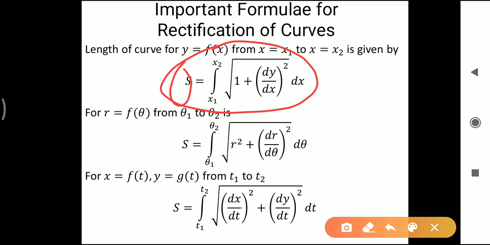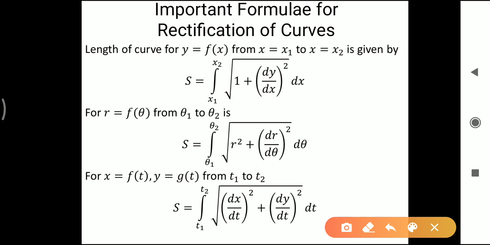If you have a Cartesian curve and you want to find the length of the curve, you make use of this formula. Similarly, suppose you have an equation of the form x equal to f(y). Then the length of the curve is found from y1 to y2, and the formula will be under root 1 plus (dx by dy) whole square dy. But mostly you are going to have problems on y equal to f(x) kind of curve. So this is for Cartesian.